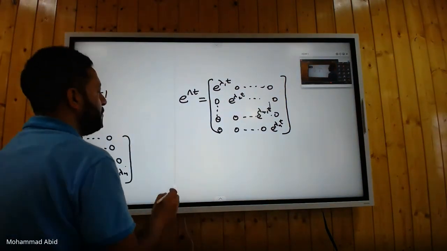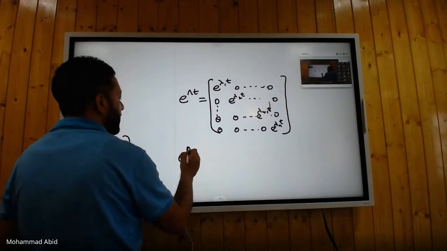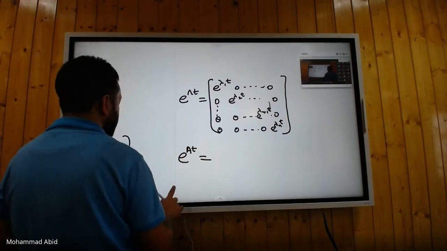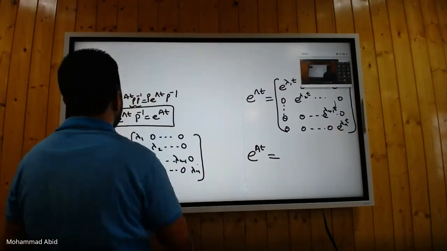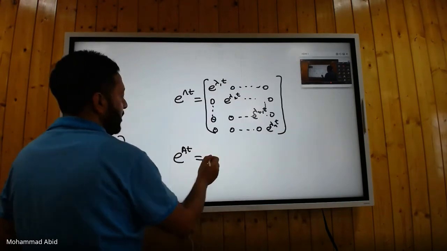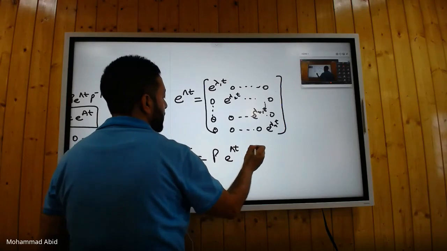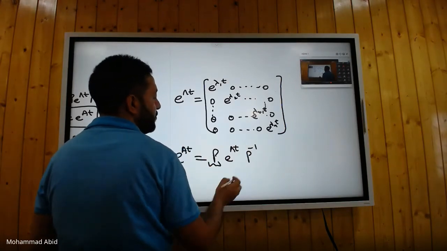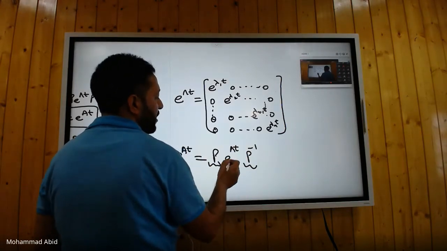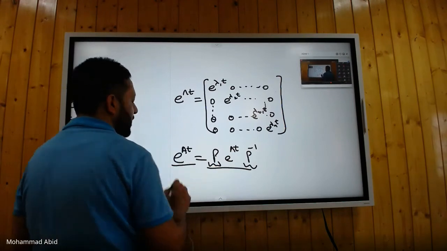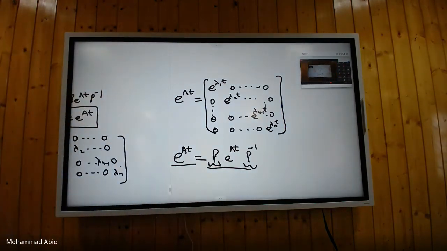लेकिन मेरा जो एक्चुअल प्रॉब्लम है, I have to obtain e to the power At. And what's e to the power At equal to? We have already seen it. It's P e to the power lambda t into P inverse. तो बस P को obtain करो, P inverse भी obtain करो, और इस एक्सप्रेशन से आप e to the power At वैल्यू कर सकते हो. Is that okay? Is that clear?